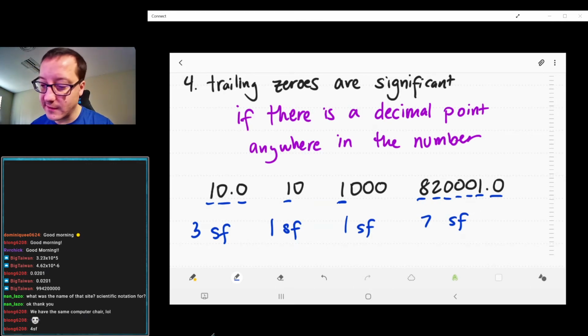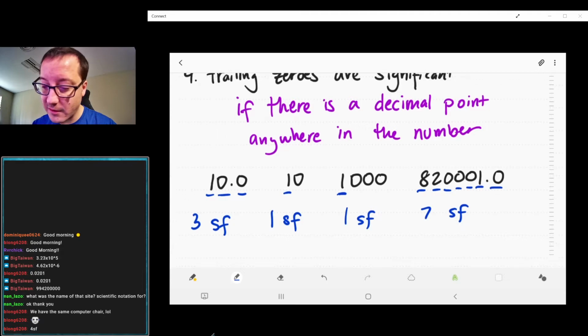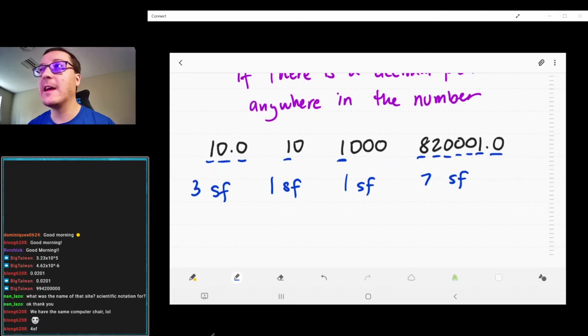We'll do a few more in a second here. But I want to illustrate a point. Notice that these numbers in the middle, the two of them, 10 and 1,000, they both have the same significance, but they're very different numbers, right? Would you rather have $10 or $1,000? There's obviously a difference. You would choose 1,000, right? 1,000 is definitely a bigger number. So significance doesn't really tell us anything about the magnitude of the number. It just tells us how good your measurement was.